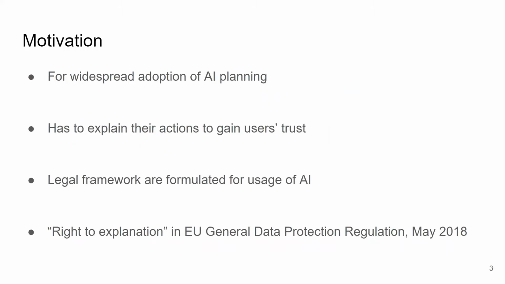Here's why we choose this topic on explainable AI planning. For AI planning to be adopted widely, it has to be able to gain the user's trust, which means that it has to be able to explain their plan. In particular, the actions that they select in their plan. There are already legal framework in place for some parts of the world. For example, in EU, users have the right to explanation as stated in the EU General Data Protection Regulation in 2018.